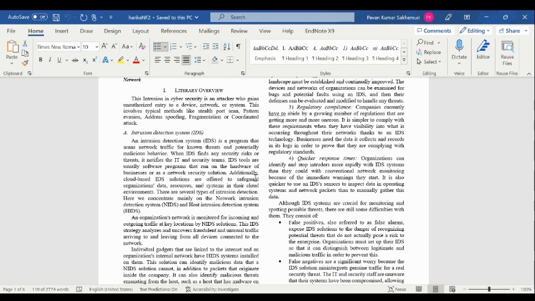Host intrusion detection system. Individual devices that are linked to the internet and an organization's internal network have host intrusion detection systems installed on them. These solutions can identify malicious data that network intrusion detection system solutions cannot. In addition to packets that originate inside the company, they can also identify malicious threats emanating from the host, such as a host that has malware on it and is trying to spread it throughout the company's system.